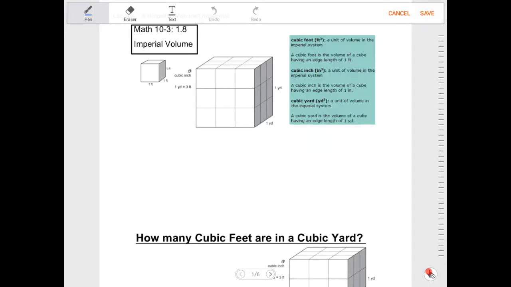Okay, now we're going to continue on with volume. Now, if you're paying attention, this is following the same order as SI. With SI, we looked at length, then area, then volume, and now we're in Imperial, and we did a lot of work with length, and then we went on to area. Now we're on to volume.